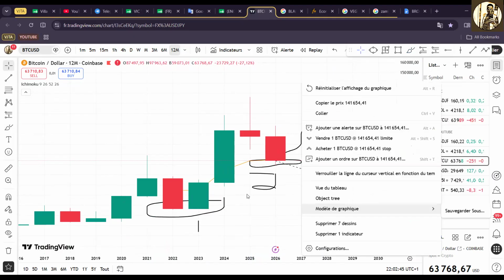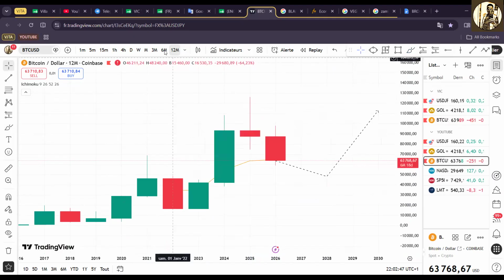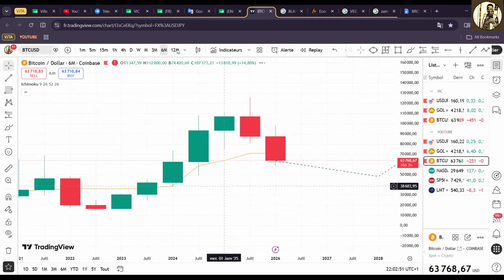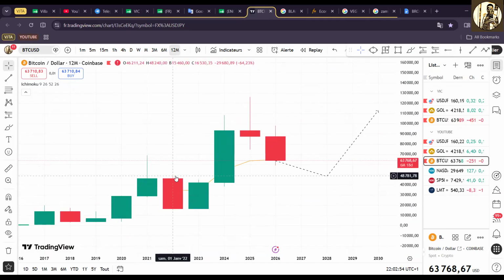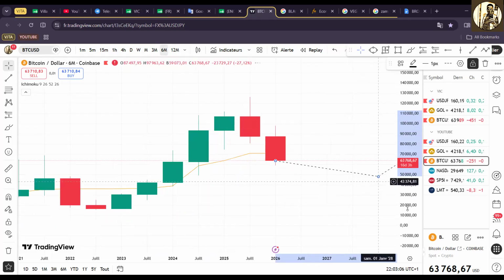So we still have a lot of power to the upside on Bitcoin. But on 12 month, I prefer to make the new price go and touch the old red candle at this level because of the bounce theory. So I take the worst case scenario, the deepest case scenario.